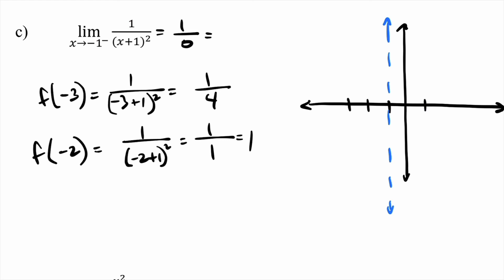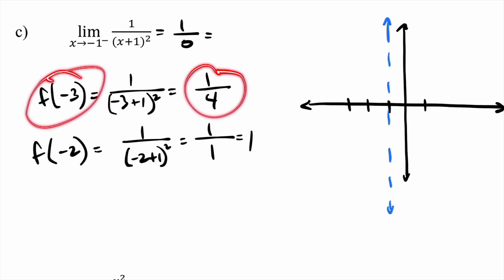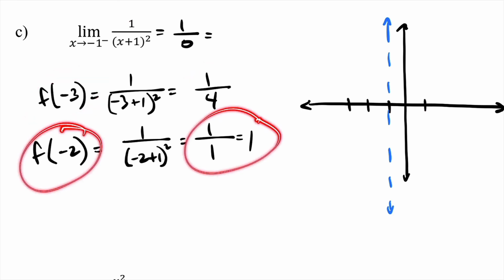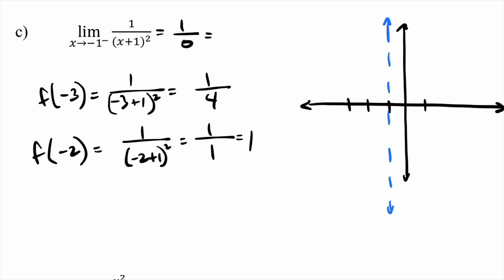Let's see. So from the left side, from the negative side, as we get closer and closer to negative 1, when I plugged in negative 3, I got 1/4. When I plugged in negative 2, I got 1. So it's looking like it's increasing. It's hugging. If you wanted to plug in negative 1.5, you could, and you would find out that it's probably up here somewhere. Okay, so this one's going to be positive infinity.